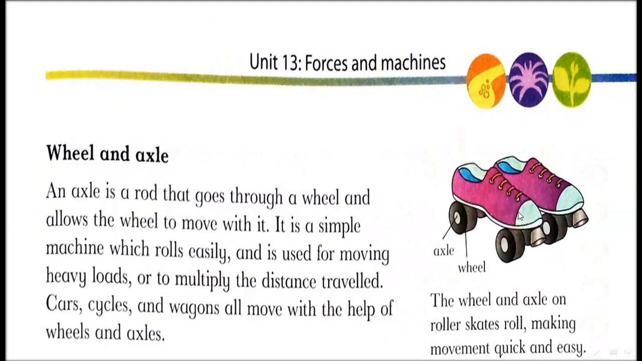So how do the wheel and axle work? An axle is a rod that goes through a wheel and allows the wheel to move with it. It is a simple machine which rolls easily and is used for moving heavy loads or to multiply the distance traveled. Cars, cycles, and wagons are the best examples of wheel and axle.